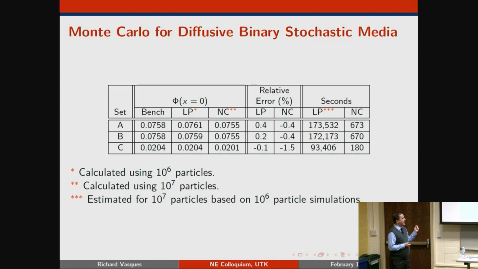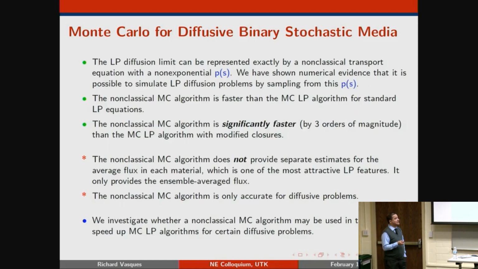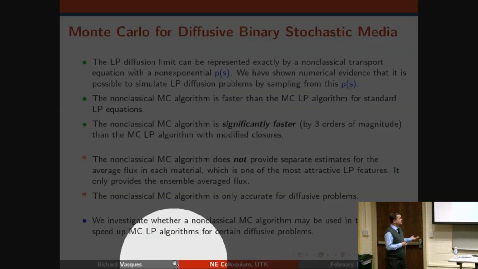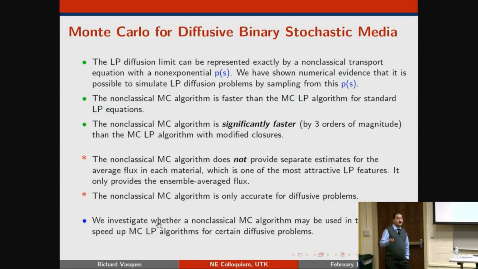Is this going to be good every time? It's going to be good for diffusive problems. It takes away from some of the attractiveness of the LP equations, which give you different expected fluxes for each material. But in the future, we hope it might be used to accelerate Monte Carlo codes for LP equations. It's possible that we can use this sort of algorithm to accelerate Levermore-Pomraning algorithms in order to get faster solutions with that system.